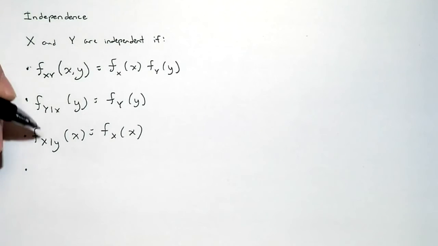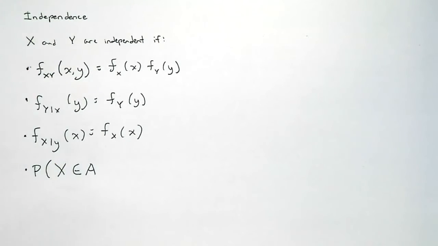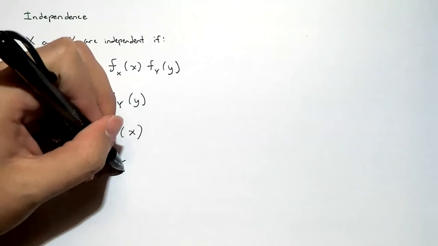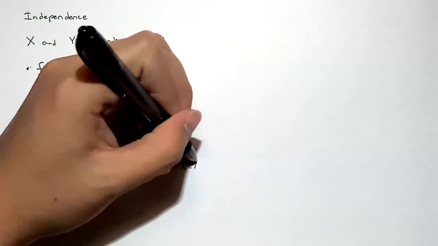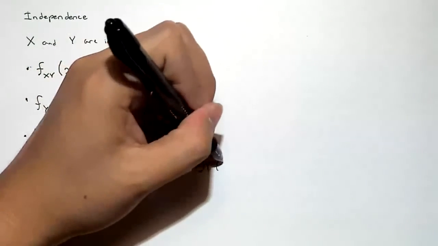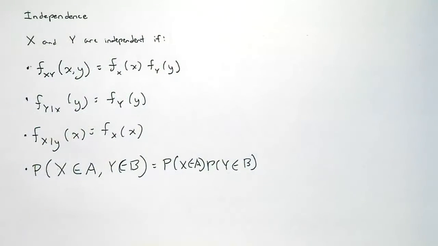Finally, the other property is that the probability that x is contained within some region A and y is contained within some region B is equal to the product of the probability that x is contained within A and the probability that y is contained in B, which is actually just a restatement of the first statement, but with two-dimensional variables. That's all it is. If any of these properties are true, then every property in this list is true as well, which means that you only need to confirm one of these to know if two variables are independent.